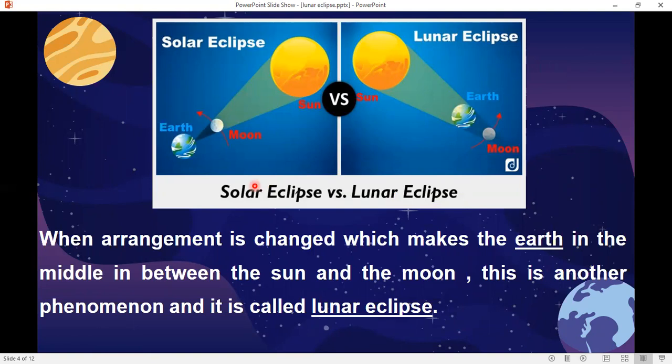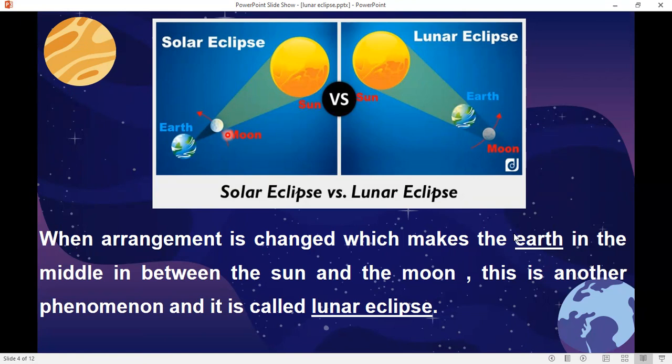As you can see, in solar eclipse, the moon is in the middle. But in the lunar eclipse, the Earth is in the middle. Both of them are on one straight line. So sun, Earth, moon on one straight line. But in the solar eclipse, the moon is in the middle, and in the lunar eclipse, the Earth is in the middle. I hope you got this point.